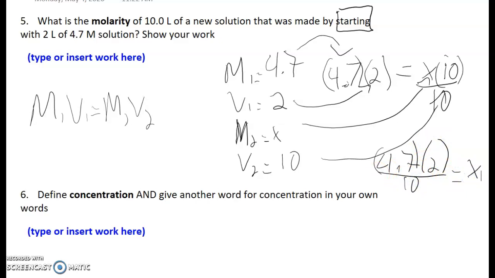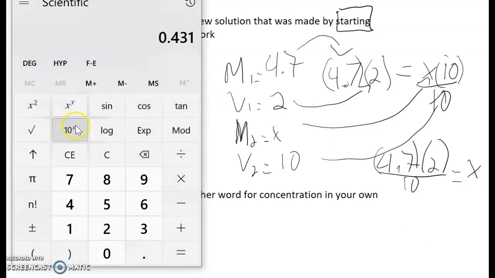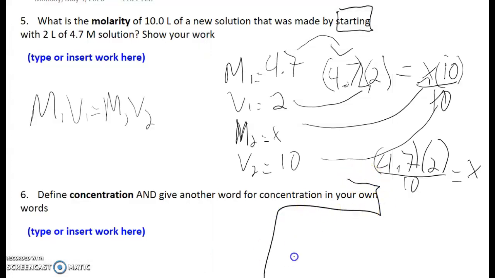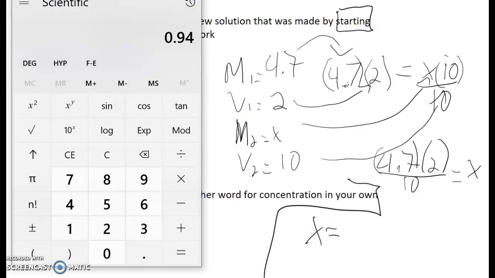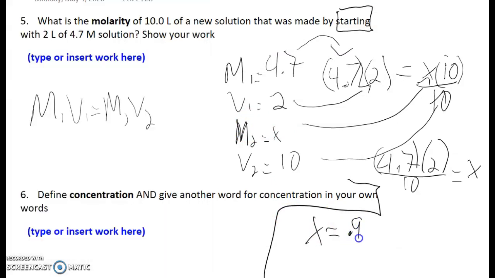Let's see what that is. 4.7 times 2 divided by 10. Cool. So my new molarity, x, is going to equal, let me put this problem up here, x equals, and what's the unit I'm going to be using? Molar. So let's go ahead and check that out. 0.94 molar. Sweet. That's it.